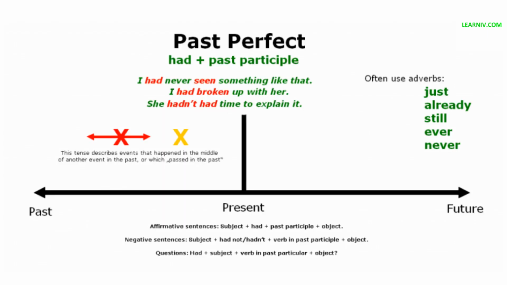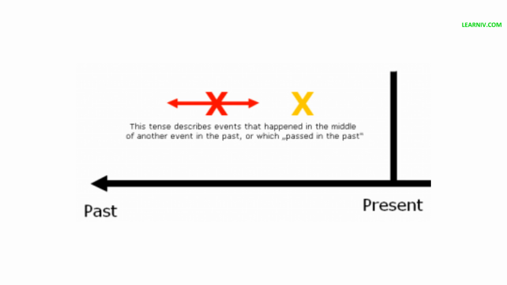Hi, I'm from Learniv.com, and today I am going to explain the past perfect tense, which is essential for talking about events that happened before a specific point in the past. Let's look at the explanation on the timeline.